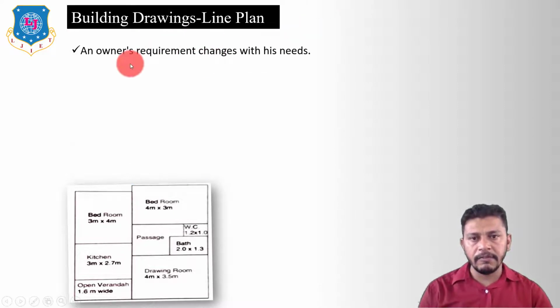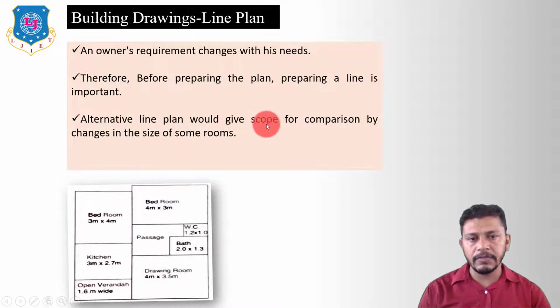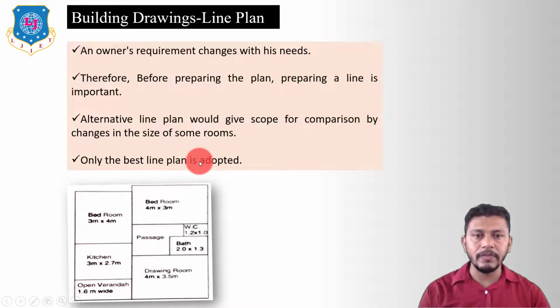Now as we know, an owner's requirement changes with his needs, so before preparing the plan, preparing a line plan is important. Alternative line plans would give scope for comparison by changes in the size of some rooms, and then only the baseline plan is adopted. So before drawing the actual plan or elevation of the simple residential building, we have to draw the line plan. As per the requirements of the owner, we make changes in the plan, and after drawing the different plans, the base plan or baseline plan is adopted, and from that particular line plan we have to draw the final plan layout of the simple residential building.